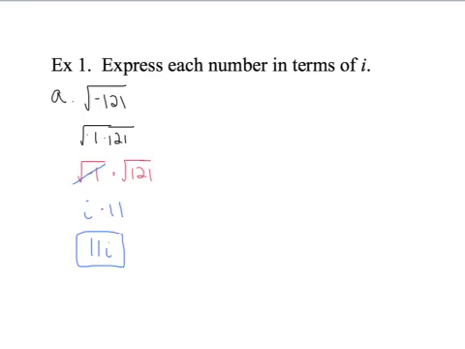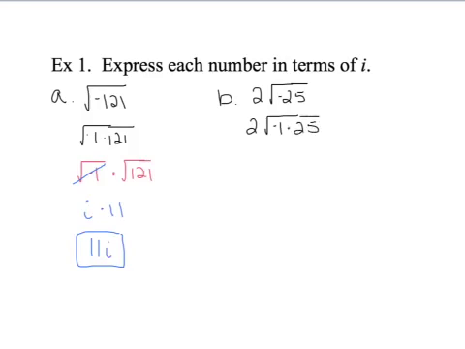Okay, let's try example 1b. So now we have 2 times the square root of negative 25. Let's put a coefficient other than 1 in front of the radical. It's not going to change how you're going to break it up. And now it just becomes this 2 times the square root of negative 1 times 25.